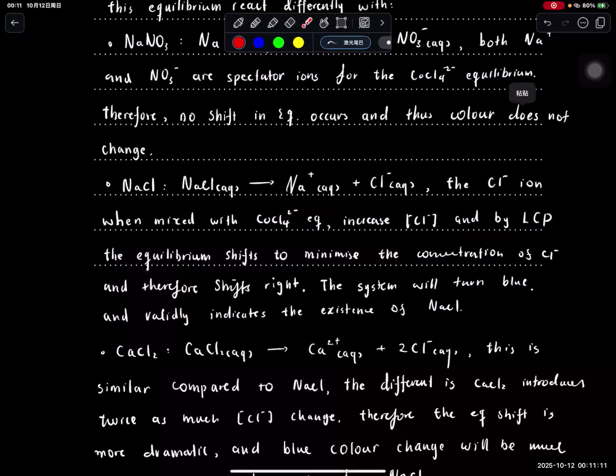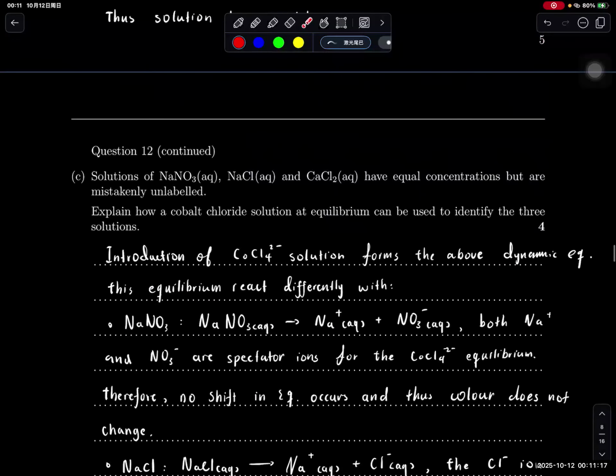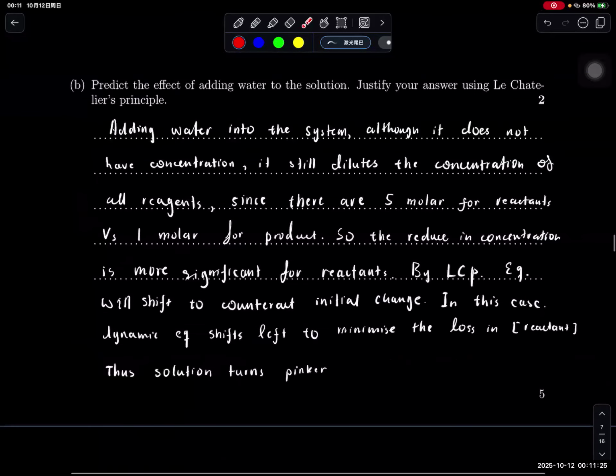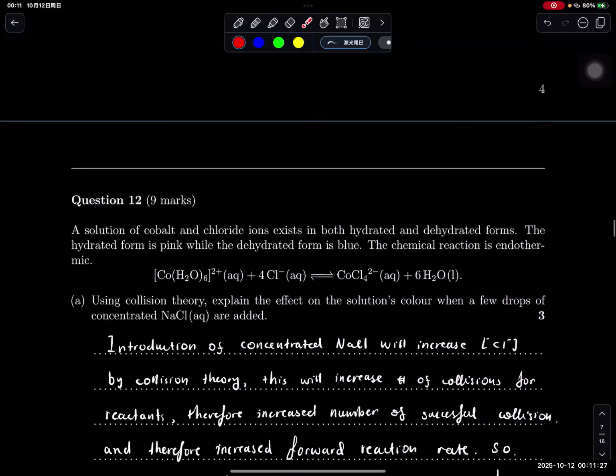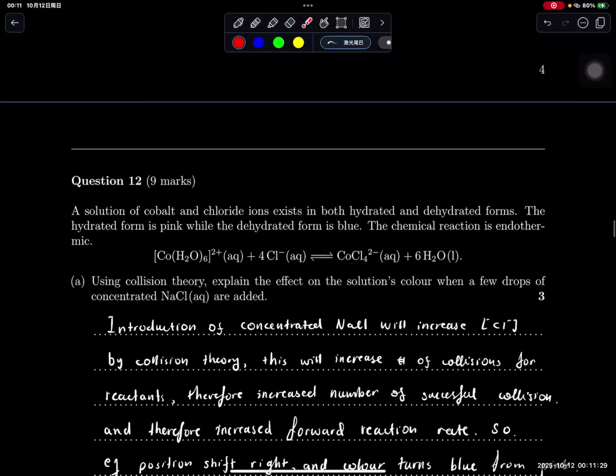So the solution turning blue is a thing that you can use to distinguish whether it's sodium chloride or not. Okay, so it's very important for you to mention that this color change and what color it changes to, for you to justify that we can actually identify it. Another thing is that you need to know that this is blue, this is pink.